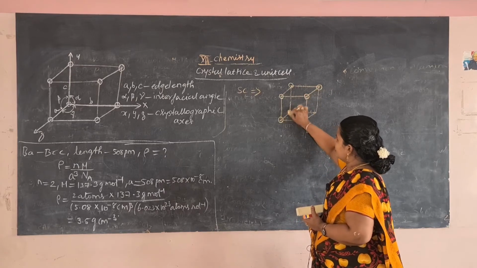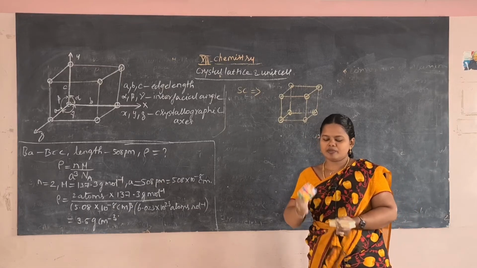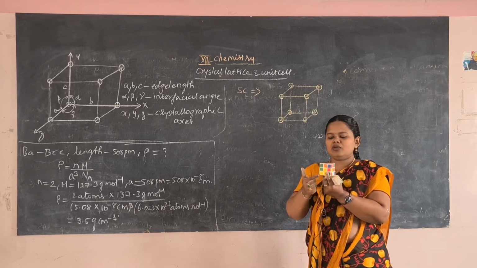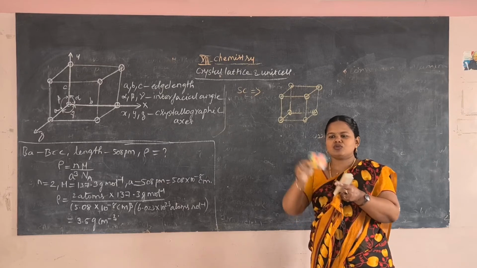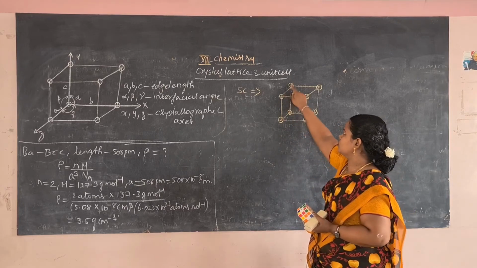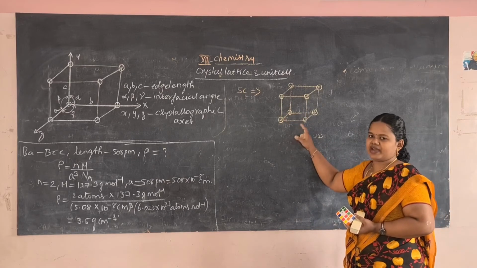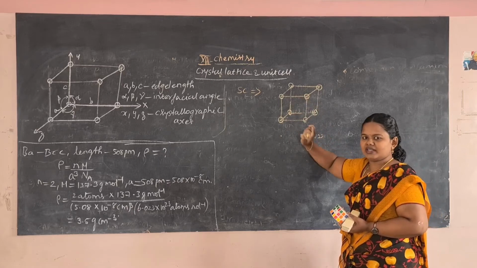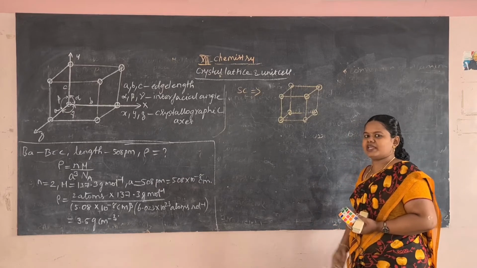So you can see there are 8 atoms. Here in the cube, the atoms will be present only at the corners, one atom at each corner. So totally how many atoms are there in the corner? 8 atoms will be present. Here 1, 2, 3, 4, 5, 6, 7, 8. These similar atoms are not linked to each other inside the cube, and they are shared by 8 unit cells.